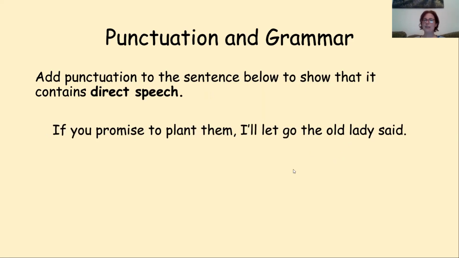Okay, have a go at this one for me. So add punctuation to the sentence below to show that it contains direct speech. "If you promise to plant them, I'll let go," the old lady said. So if you've forgotten what to do, just rewind and watch me talk through the last one again, and then do exactly the same with this. So pause and have a go.